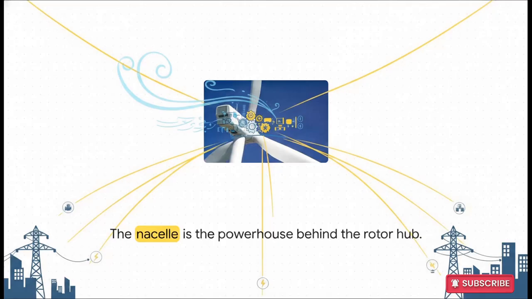Directly behind those spinning blades sits the nacelle. This right here is the true powerhouse of the wind turbine. Think of it this way. If the blades are the hands catching the wind, this rectangular housing at the very top of the tower is the brain and the muscle. It does all the heavy lifting to prepare that raw mechanical energy for the electrical grid.